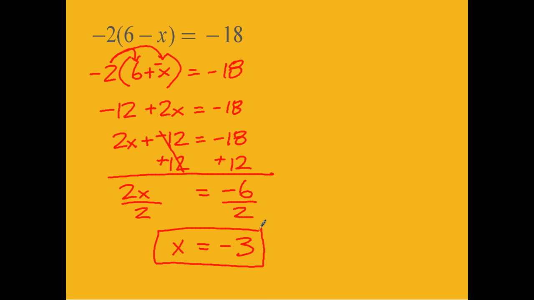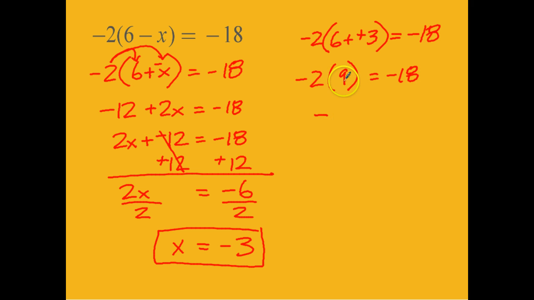And there you have it. Let's check it out. We have negative 2 times (6 minus negative 3) is equal to negative 18. I have 6 subtract negative 3, so I'm taking away going down, which gives me up. So 6 plus 3 is 9, and negative 2 times 9 is negative 18, since negative times positive is negative. Does that equal negative 18? Yes, it does.